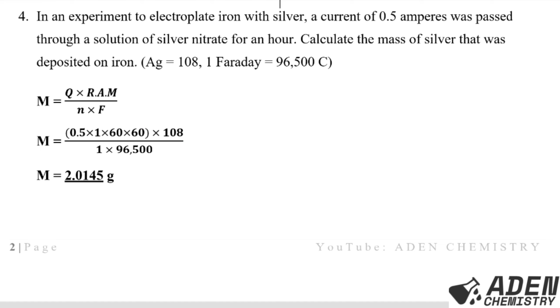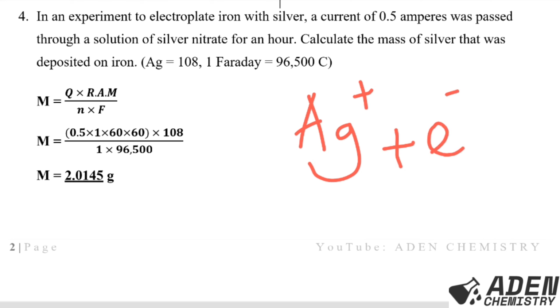So here we are told we are having silver. How do you write silver? We write Ag, with a charge like that, because the electrolyte is silver nitrate. So we're going to have silver ion. So silver ion will gain 1 electron. So that means the number of Faradays is 1 multiplied by 96,500 coulombs, which is the Faraday. So remember, 1 Faraday is equal to 96,500 coulombs. So when we put all this in the calculator, what we are going to get is 2.0145 gram.